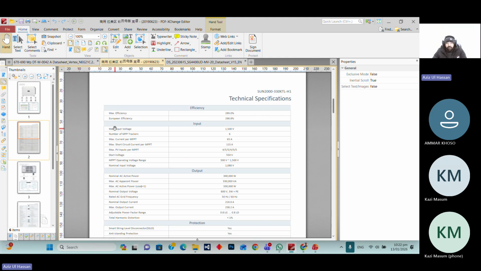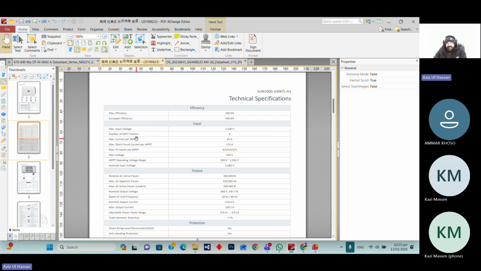This is the maximum input voltage, which decides how many strings will connect on the PV inverter and how many PV modules will connect in one string. If your inverter has a maximum input voltage of 1000 volt, your string sizing will decrease. But if your voltage level is increased, like a 1500 volt PV inverter, your string sizing, the number of PV modules in one string, will increase.